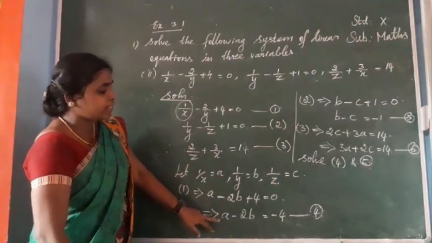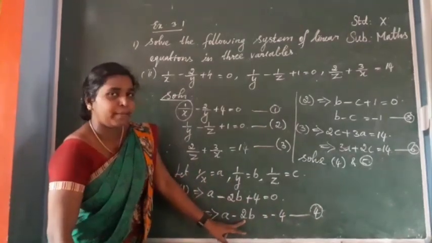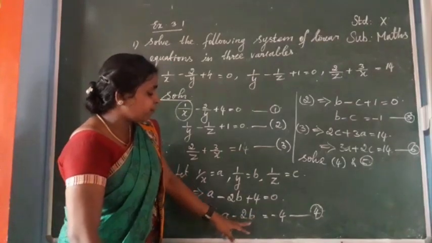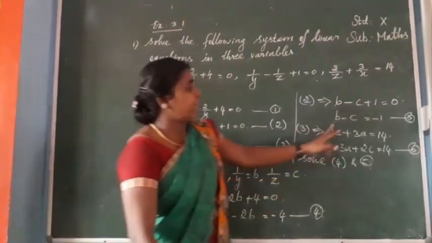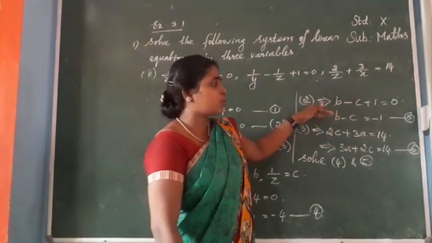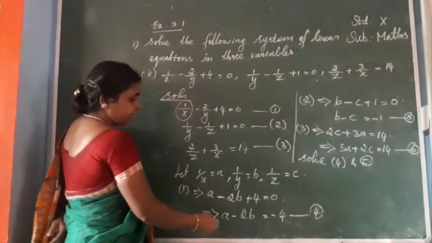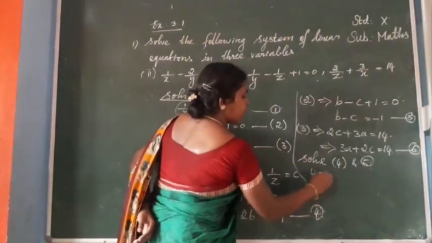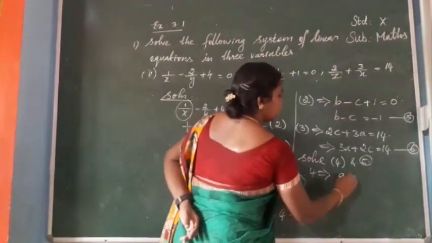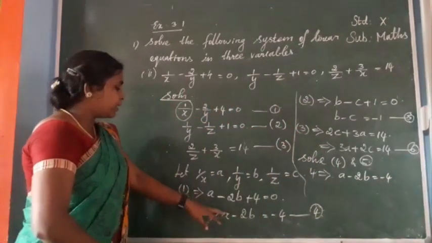The fourth equation is a − 2b = −4. Already I told we are going to eliminate the variable b. Here the coefficient of b is 2, and here the coefficient of b is 1. So you have to multiply the fifth equation by 2, then only we will get equal numerical values. The fourth equation has no change, so I am writing a − 2b = −4.